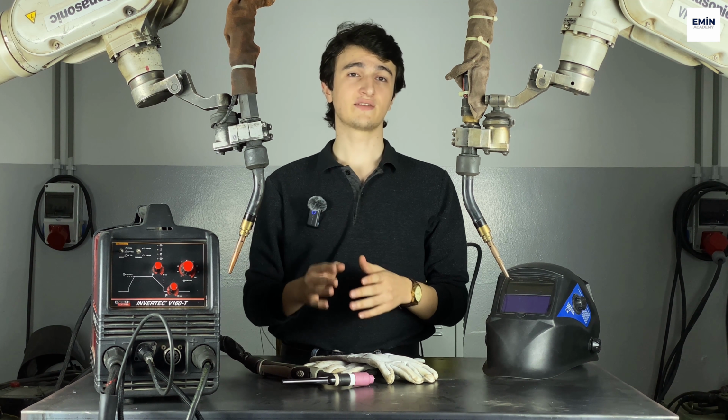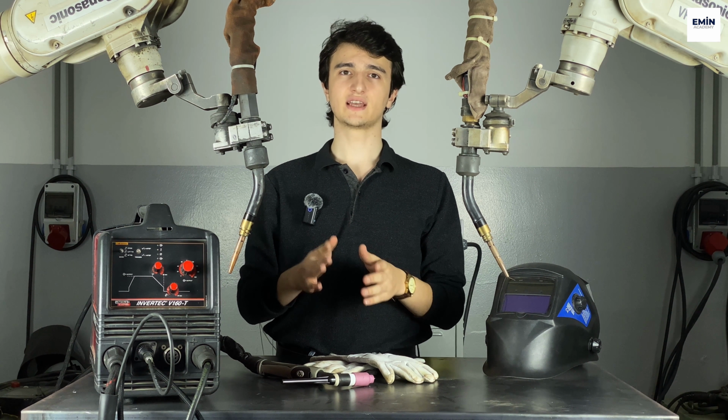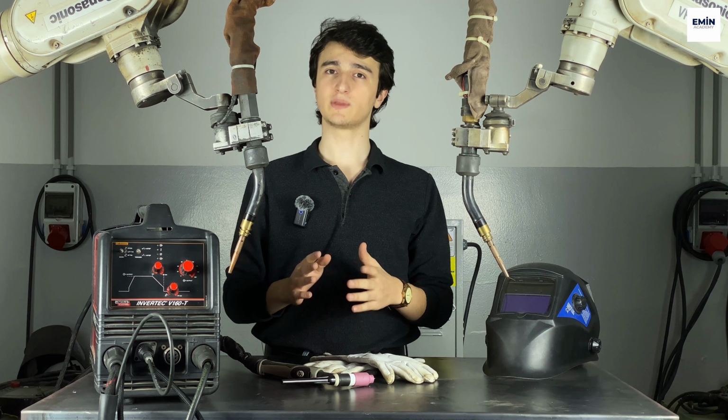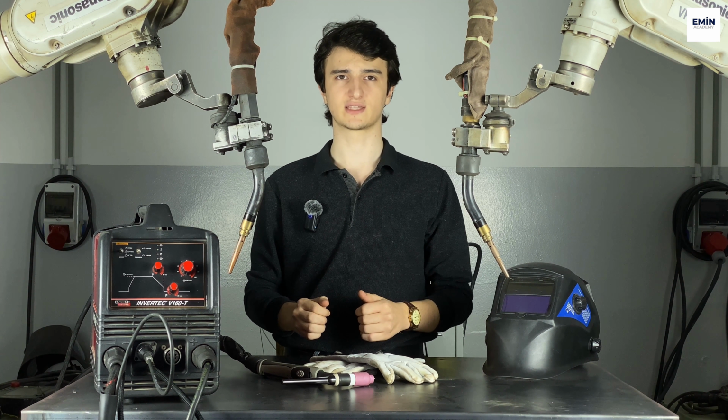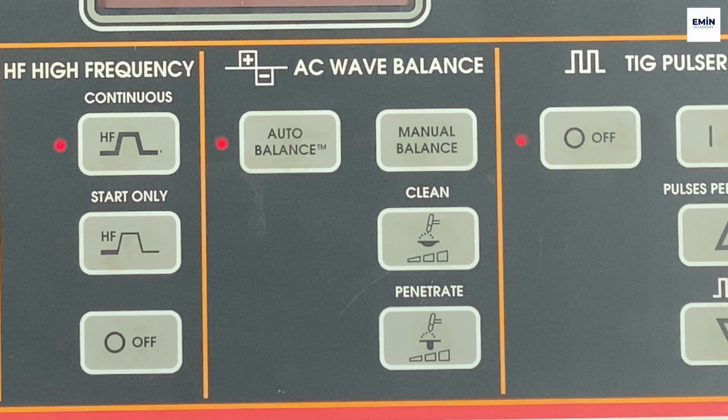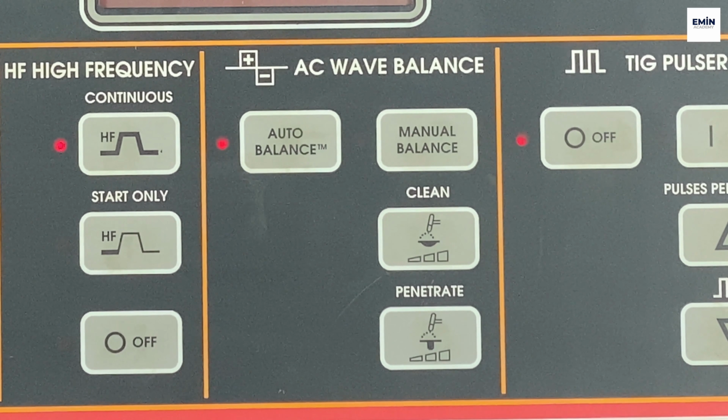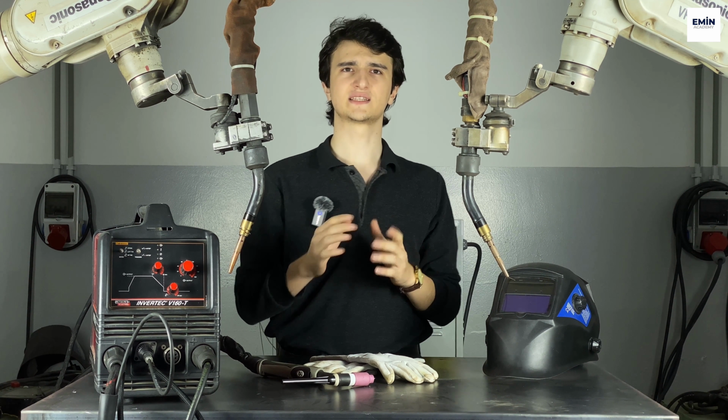In summary, the advantages of alternating current are that it effectively cleans aluminum oxide. It provides a brighter and cleaner bead in aluminum and magnesium welding. It reduces the risk of porosity and contamination. In modern TIG welding machines, the cleaning and penetration ratio can be precisely controlled thanks to AC balance and AC frequency settings. So, how is polarity selected?